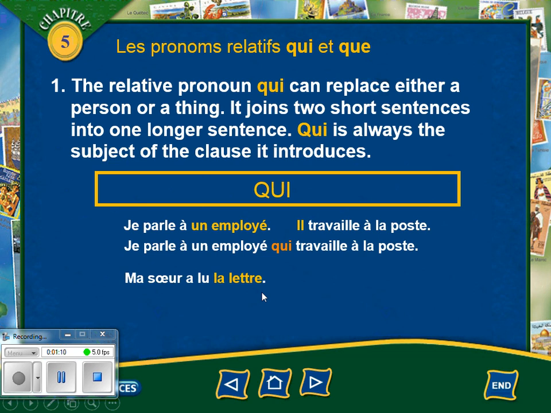Ma sœur a lu la lettre. My sister read the letter. Elle est sur la table. It is on the table. Here, the pronoun elle is replacing la lettre. Remember, we can do this with il and elle. We can use them to replace masculine and feminine nouns and to mean it. So my sister read the letter. It is on the table. We're going to replace elle now with qui.